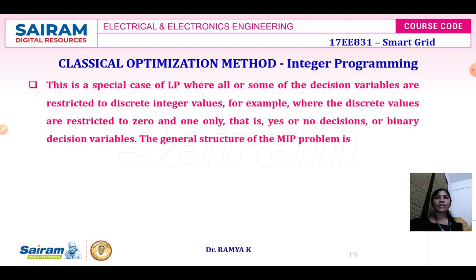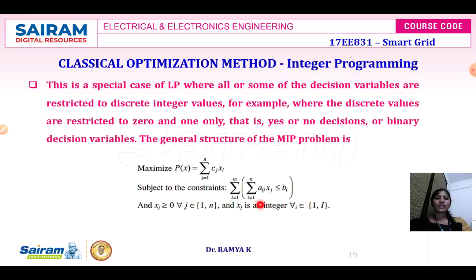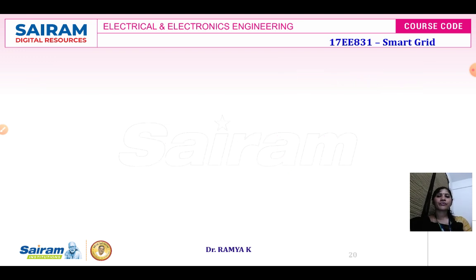This integer programming model function is your objective function. It can maximize function p of x is equal to summation j equals 1 to n of cj xj, subject to the constraints summation j equals 1 to n of aij xj less than or equal to bi. Based on this equation, we have to see the branch and bound procedure features in order to incorporate this integer programming in smart grid.